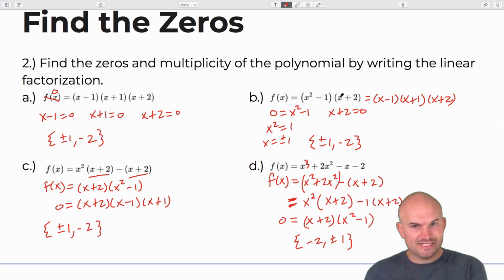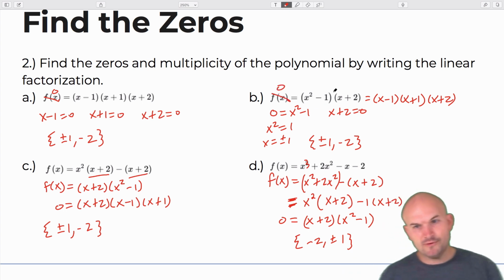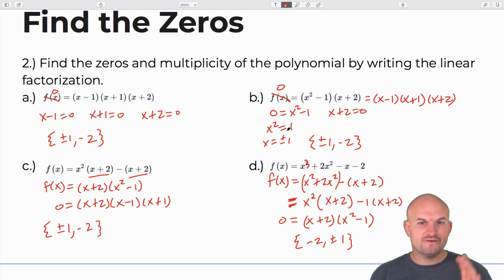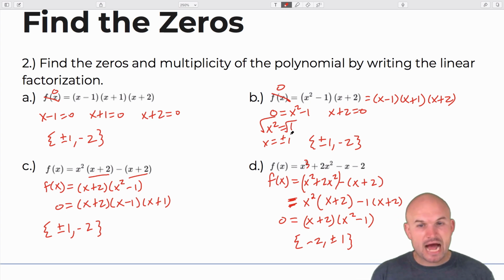You could easily set each factor equal to 0, since we're finding the zeros. You set this polynomial equal to 0, and I have 2 of them, so I can set each and every factor equal to 0 and solve. When I take the square root of both sides, you can see I get x equals plus or minus 1. And again, I cannot stress enough how important it is to do plus or minus when you're taking the square root.